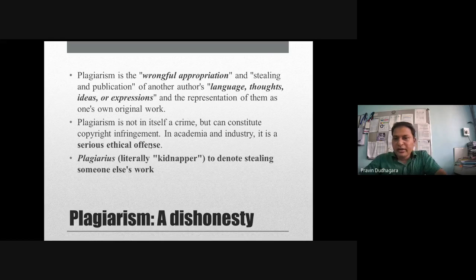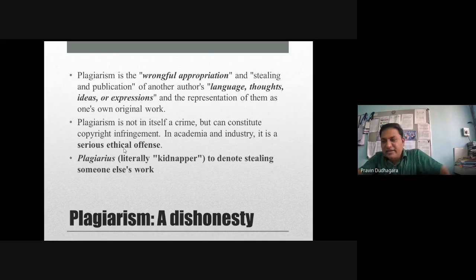It is not in itself a crime, but can constitute a copyright infringement. In the government of India, plagiarism is not considered such a big offense, and there is no particular punishment. However, nowadays in European countries, in America, and in many developing countries in Asia, copyright infringement is now taken as a serious offense. So in academia and industry, it is a serious ethical offense.